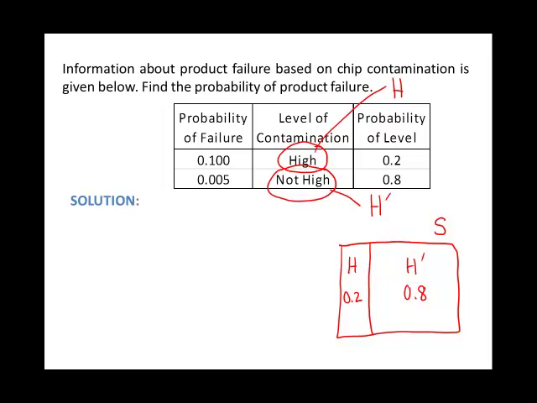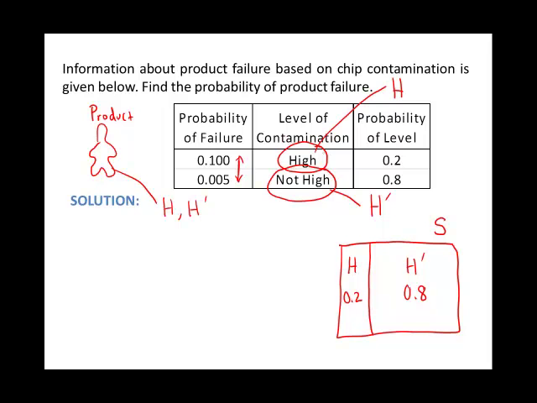Okay, so what's going to happen next is we make a product. And I'm just going to draw over here our product for today. So here's our product. And it's either manufactured with chips that were exposed to high levels of contamination or not high levels of contamination. And what happens is there's different levels of probability of failure for the product dependent on the chips being manufactured or exposed to high or not high levels of contamination.